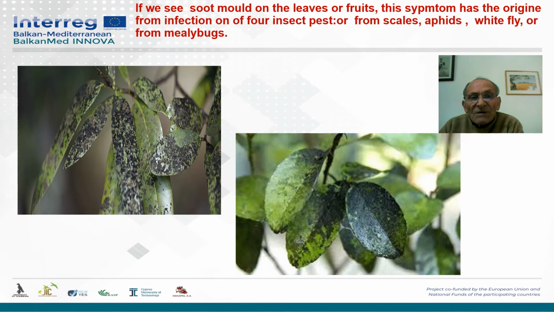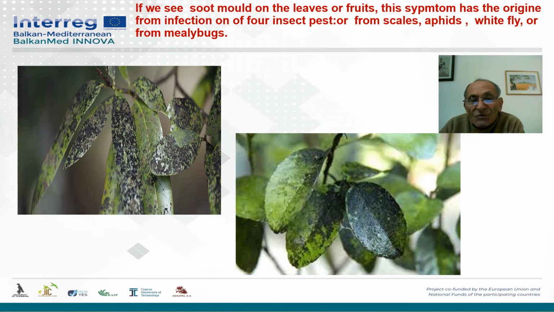If we see soot mold on the leaves or the fruits, these symptoms have their origin in infection by one of four insects: scales, aphids, whitefly, or mealybugs. This kind of insect produces from its body honeydew, a liquid with sugar content.